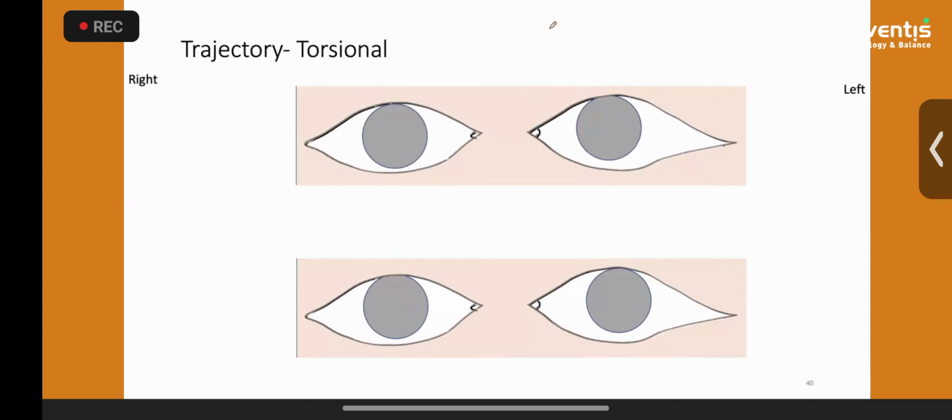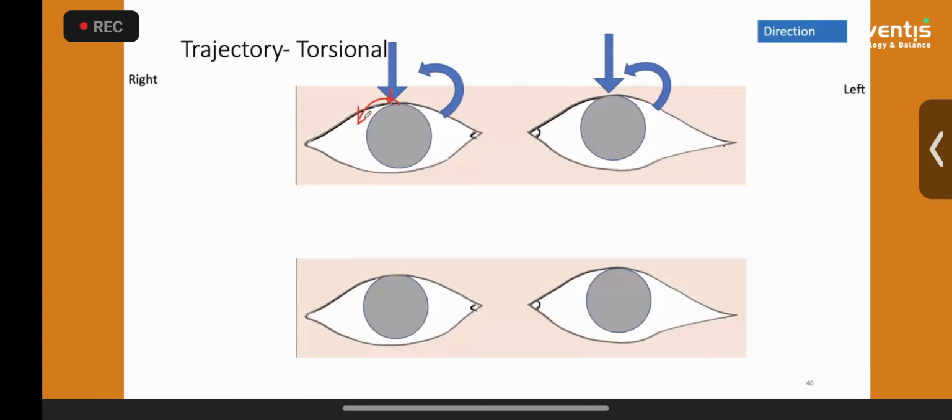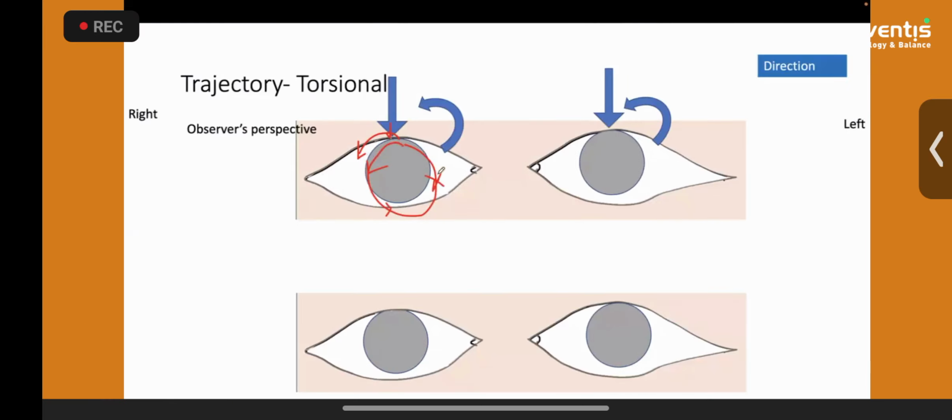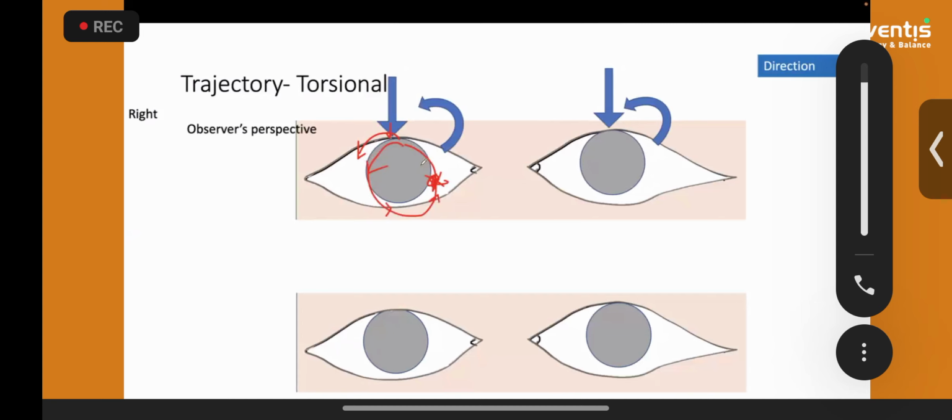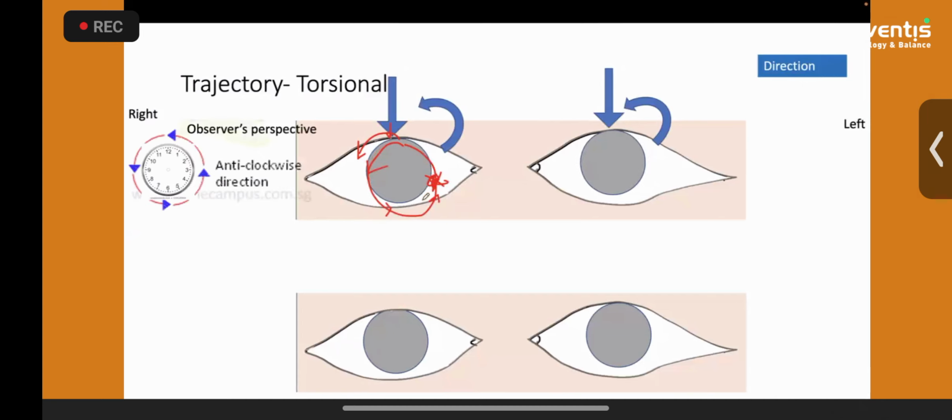So similarly, in case of torsional, there are two directions which are possible. Either the upper pole can be moving towards the right. Okay. From the observer's perspective, if you look at it now, you are feeling like it is moving like this. Okay. So is this clockwise or anti-clockwise? If it is moving like this, okay, it is moving like this. Sorry, here it should not be like this. It should be moving like this. So it is moving anti-clockwise direction.